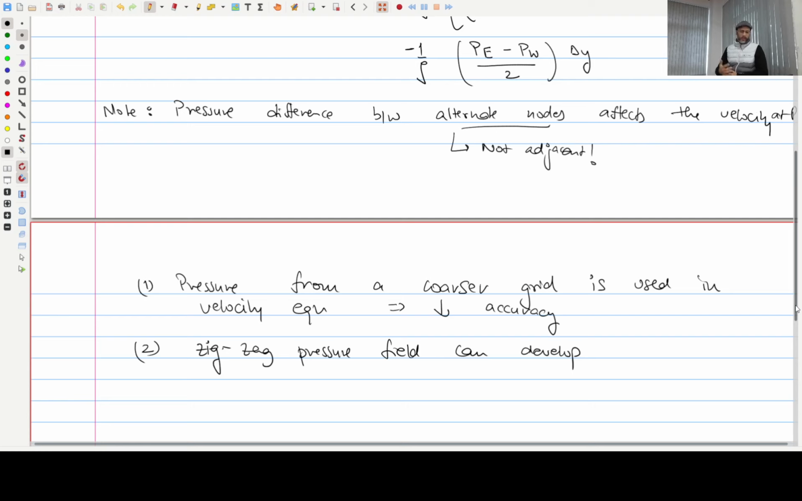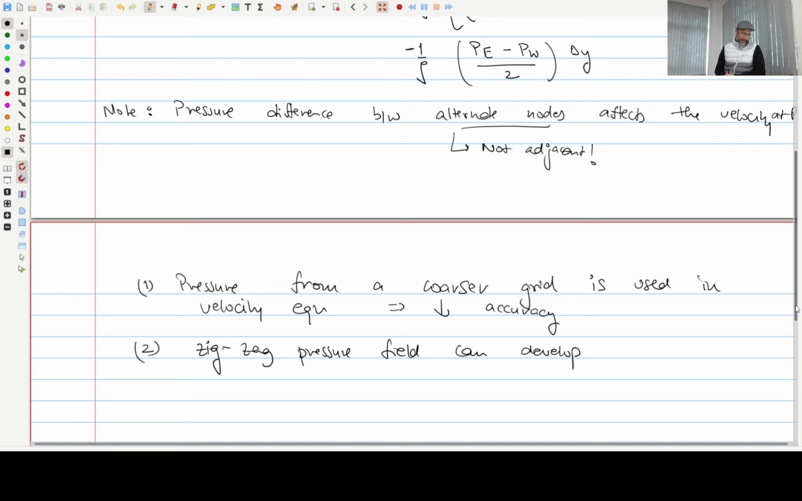So this effect that we are getting is a property of the choice of our grid in conjunction with the choice of our discretization methods, right? So pressure from a coarser grid is used in the velocity equation, and that may result in lower accuracy. So that's one issue.